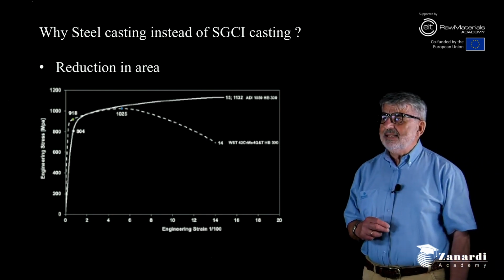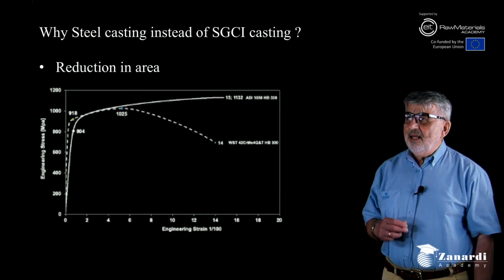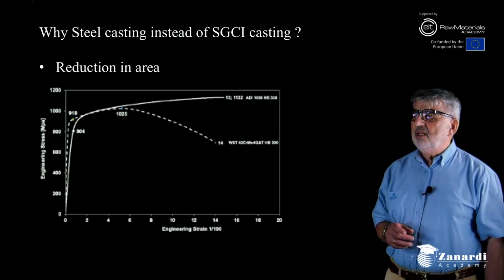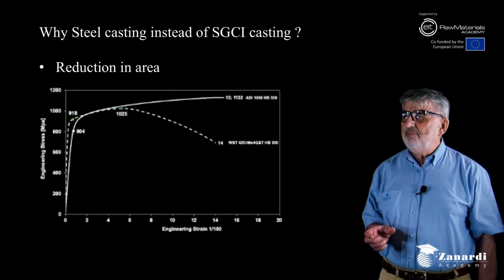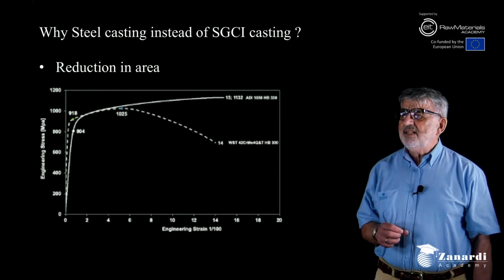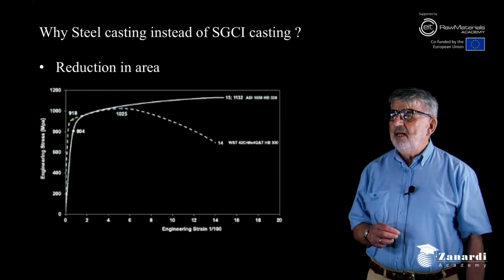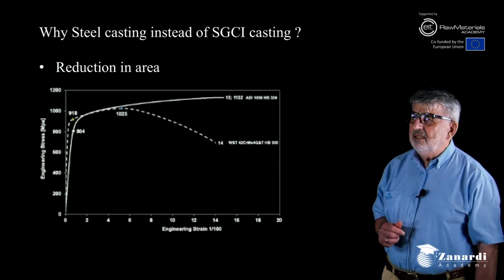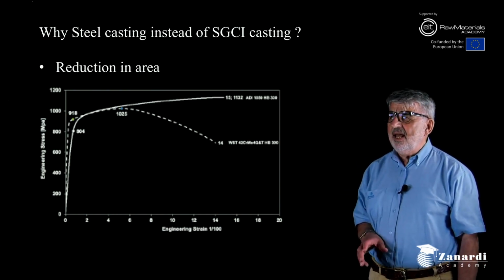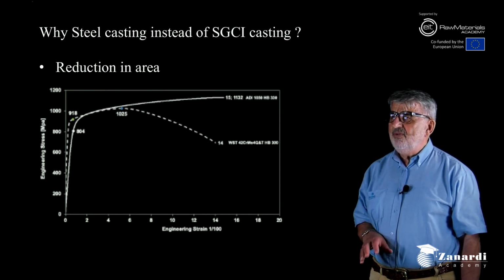While the steel, this is a wrought steel, at 5% elongation starts to make a pronounced necking, with an important restriction in area with a plastic instability deformation. This is the main difference in design between the two material families.